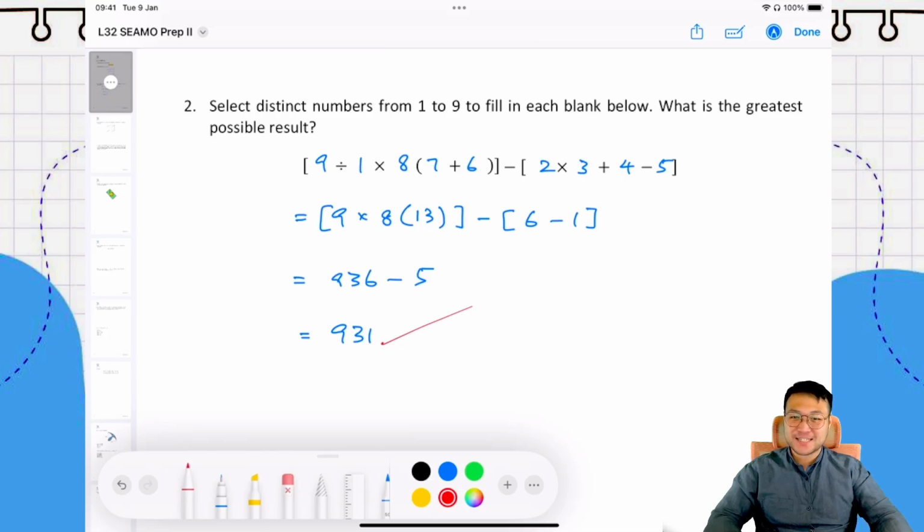Okay, anyone have any questions? So it's very logical. Take it step by step. Should you use the big numbers or should you use the small numbers? Where should you use them? That is what you must decide.